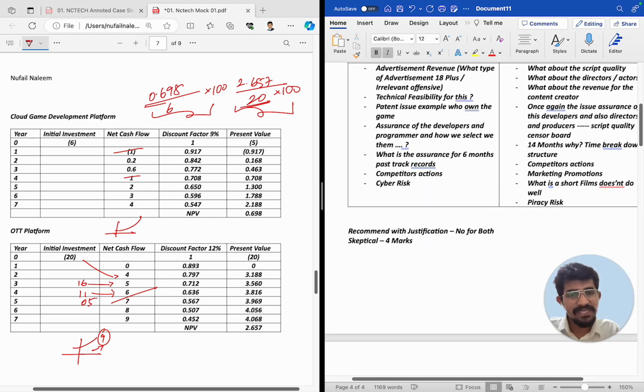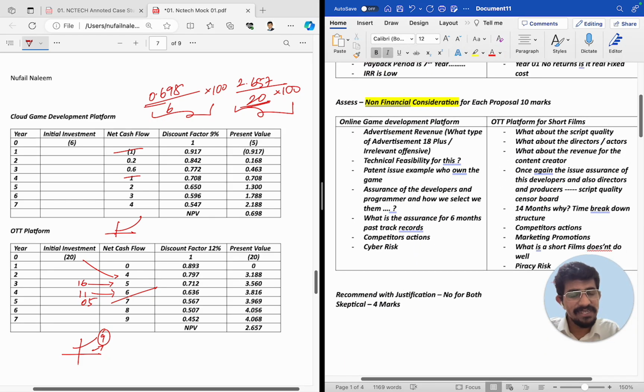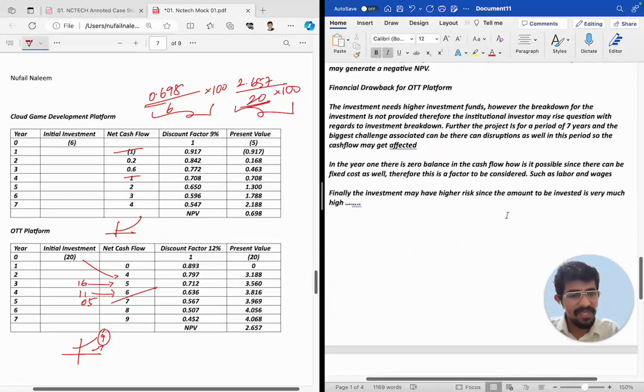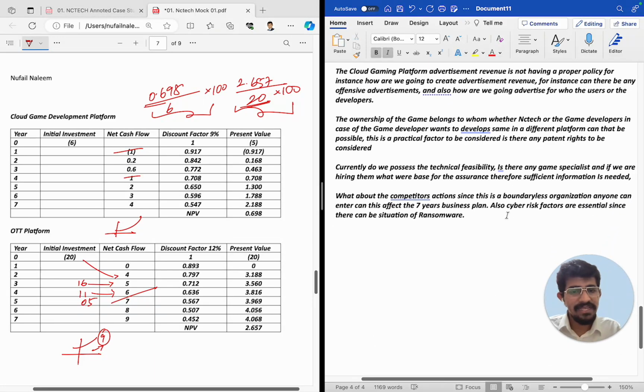Now, students, the next thing I have to do is the non-financial consideration for the OTT platform. So I'll write down another heading as non-financial factors for OTT platform. Students, I'll work out with that so that it will be easy for you all as well.